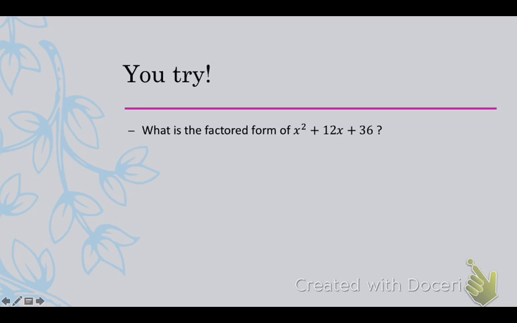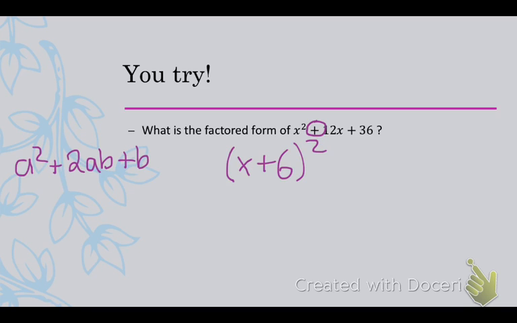I want you to try this one. Pause the video, try it, and then check your answers. Notice it's not very much different from the last one. What you should have had is x plus 6 squared. Now that this term is positive, when we have a squared plus 2ab plus b squared, that turns into a plus b squared. That is why you have the shortcut. It makes it a lot easier.